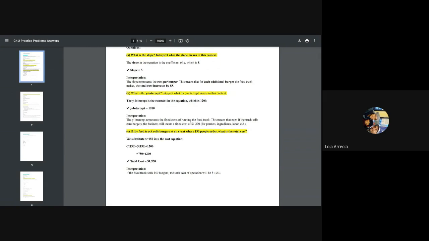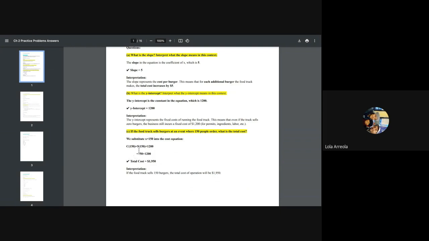Part C is asking, if the food truck sells burgers at an event where 150 people order, what is the cost? So this is telling me to plug in 150 for X, because now it's giving me an actual number value. I'm assuming 150 people will order 150 burgers. So what am I doing? I'm plugging in 150 for X. So I have C of X is equal to 5X plus 1,200. But now I know what X is. X is 150.